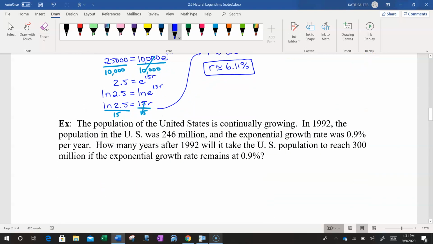Okay, so looking at the next problem, the population of the United States is continually growing. Again, look for those key words, continually growing. In 1992, the population of the United States was 246 million, and the exponential growth rate was 0.9% per year. How many years after 1992 will it take the U.S. population to reach 300 million if the exponential growth rate remains at 0.9%? So again, this is one of our PERT problems.